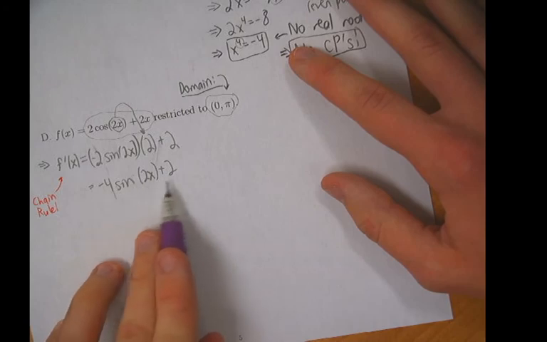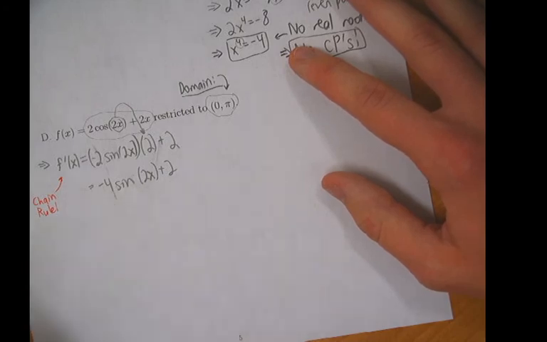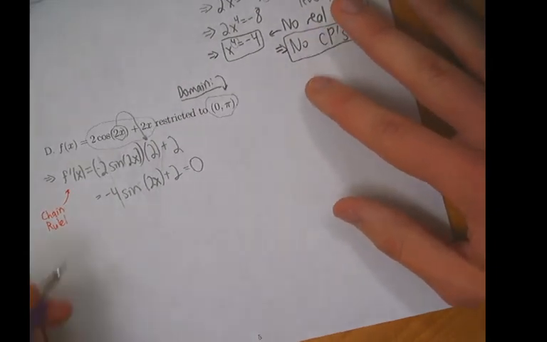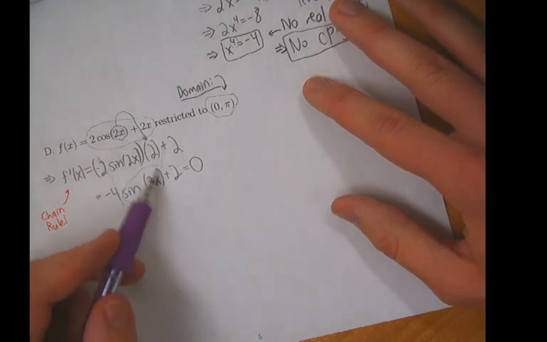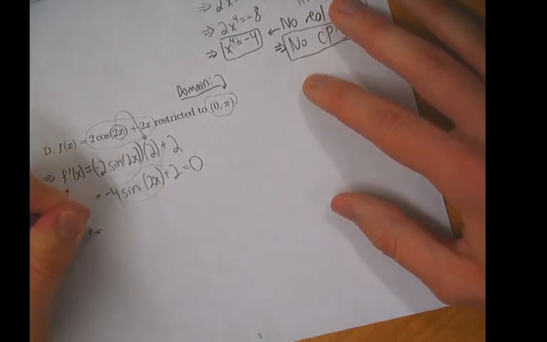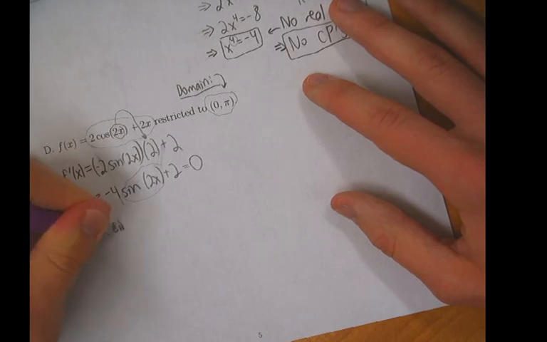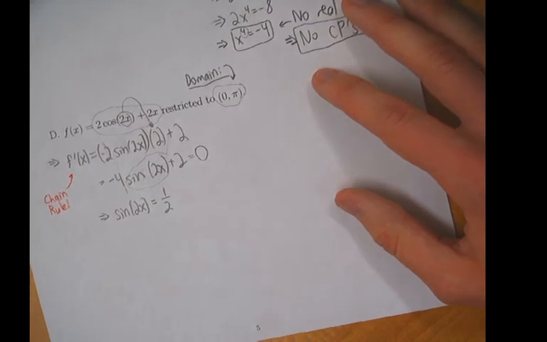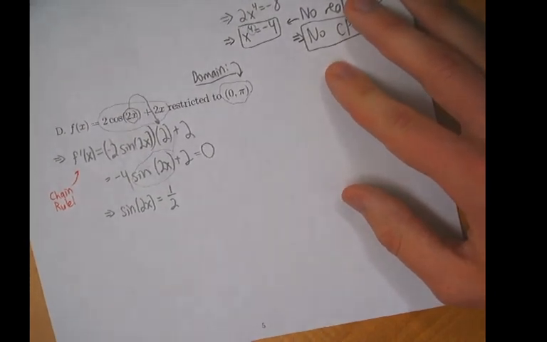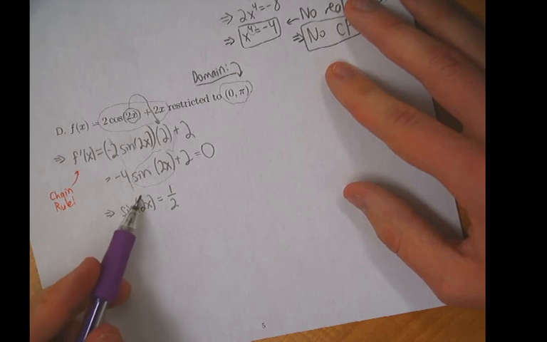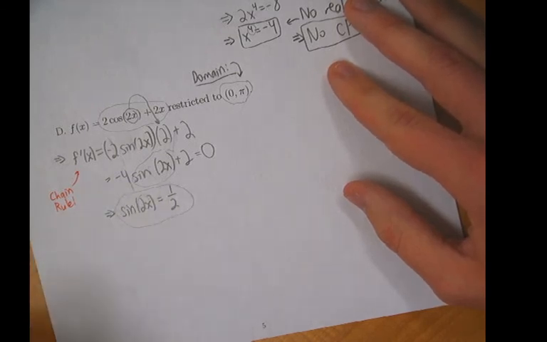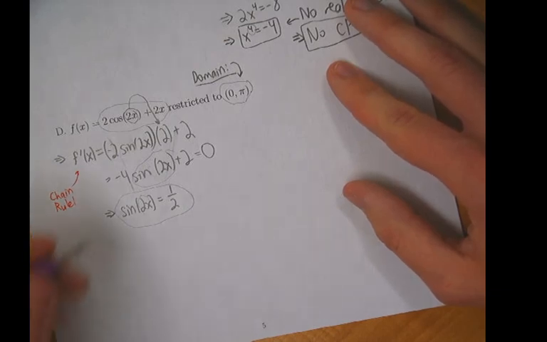So the good news is that, again, this is still defined everywhere, so all we need to do is just check when this is equal to 0. So if we solve for sine of 2x here, you should pretty quickly see that sine of 2x just becomes 1/2. So what we need to do here is figure out all values of x for which this equation holds.